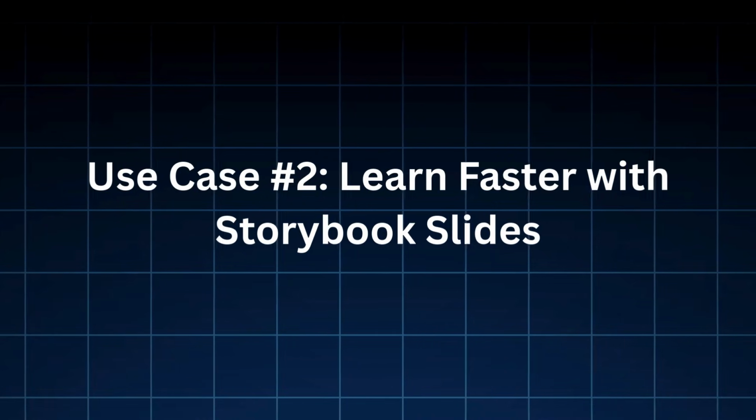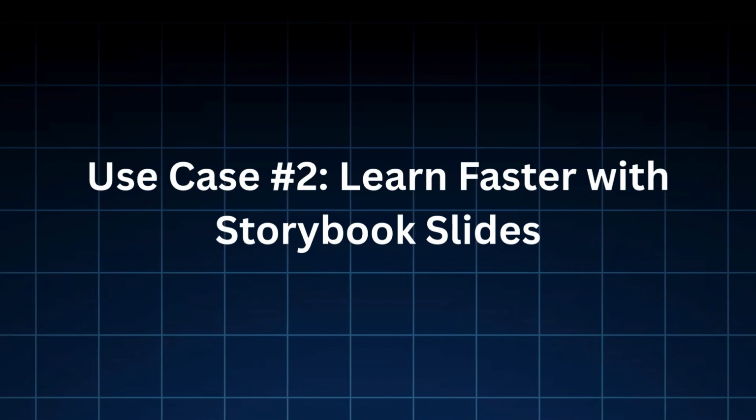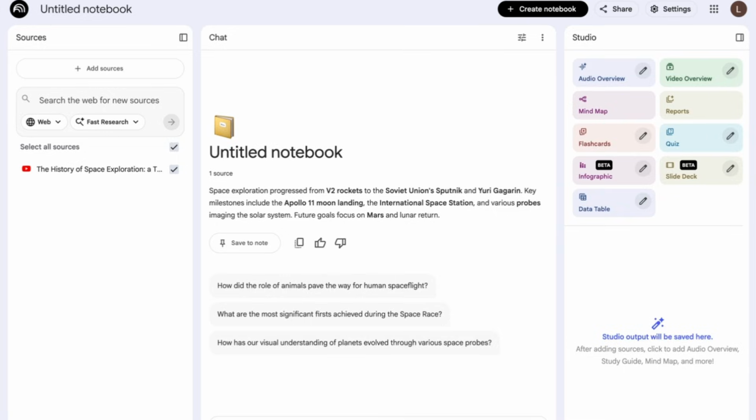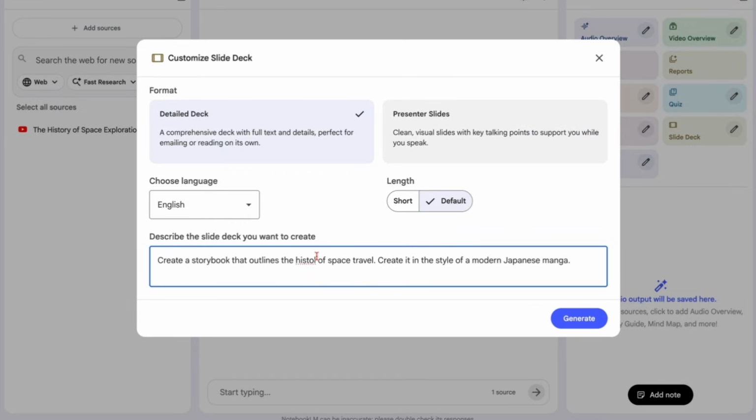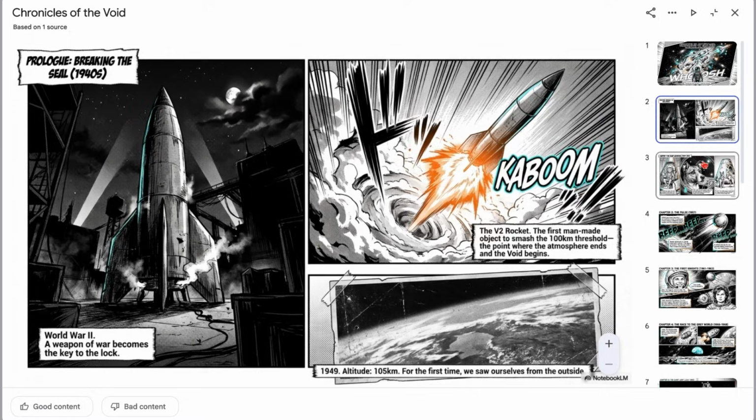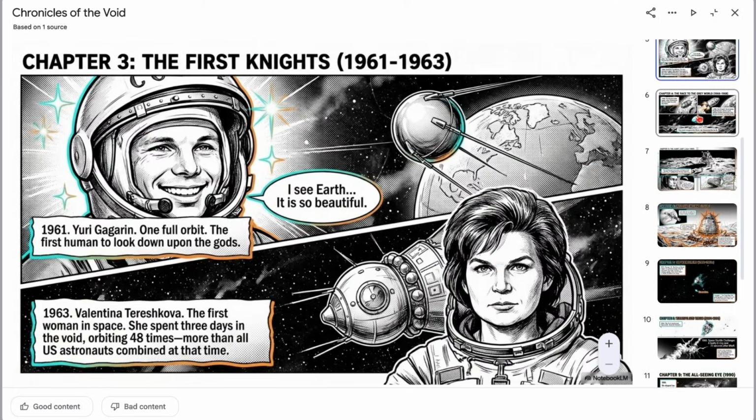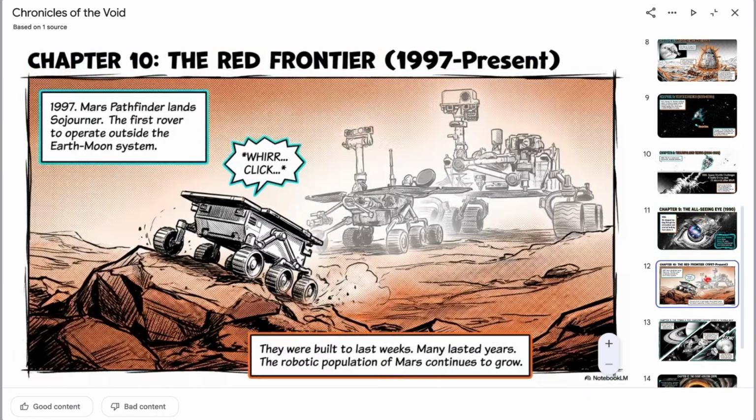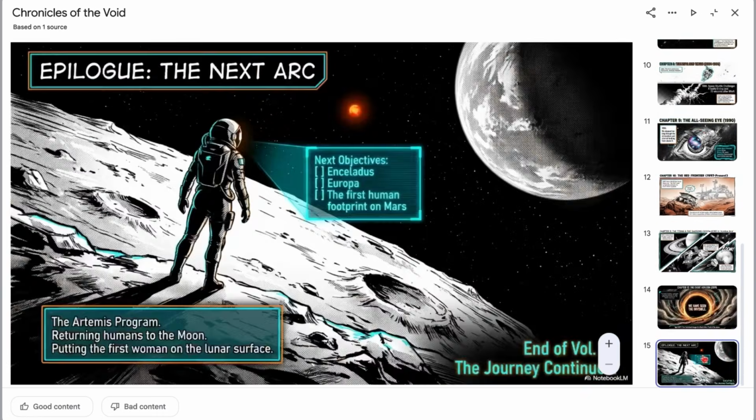Now, the second use case is learn faster with storybook slides. One of my favorite use cases is learning. Instead of reading long blocks of text, you can ask NotebookLM to turn your research into a storybook style slide deck. You can even choose creative styles like a modern manga or illustrated narrative. This is amazing for visual learners, kids, or even adults who want to absorb information more easily. It feels less like studying and more like reading a story whilst you're covering all the important details.